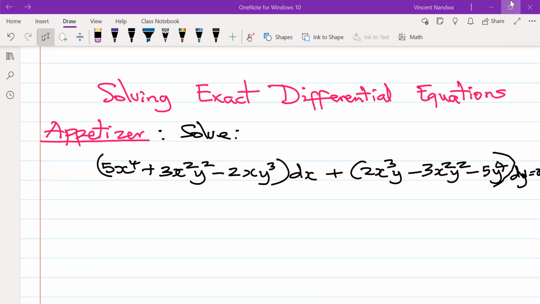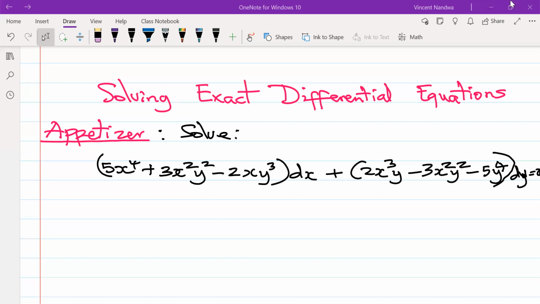In this session, we discuss solving exact differential equations. So we start with an appetizer. To solve the equation (5x^4 + 3x^2y^2 - 2xy^3) dx + (2x^3y - 3x^2y^2 - 5y^4) dy = 0.